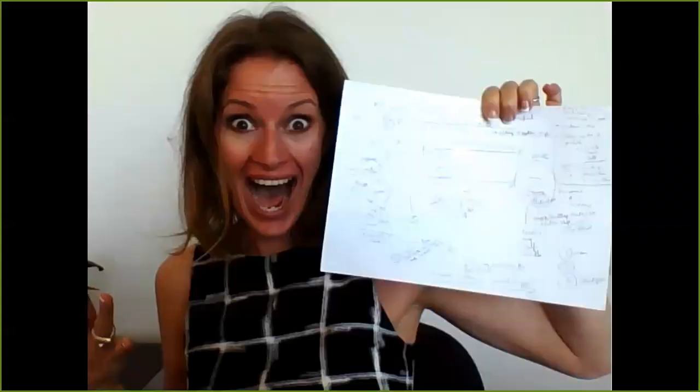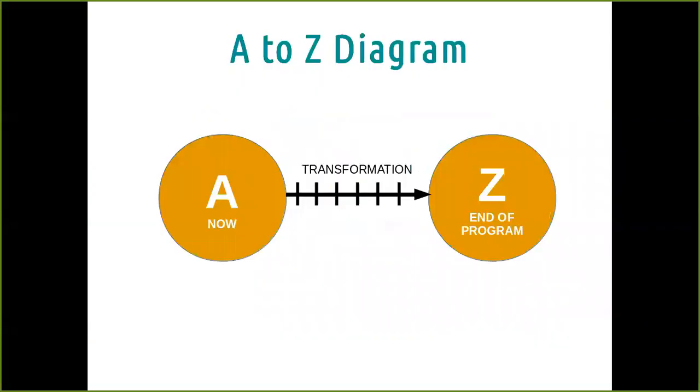So here it is. And here's this beautiful picture of me. And I'm showing you something that I call the A to Z diagram. And I just wanted to show you a picture because it looks really clean when I show you the PowerPoint presentation. But when you actually draw it, it can look a bit chaotic. And that's exactly what we're going for. So what is the A to Z diagram?